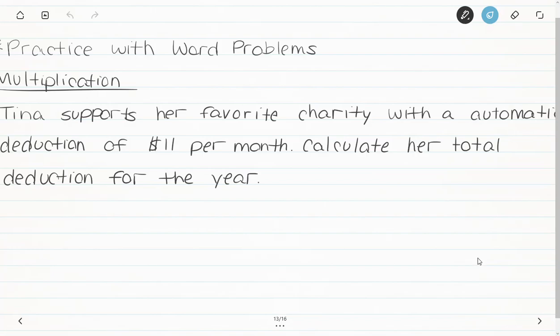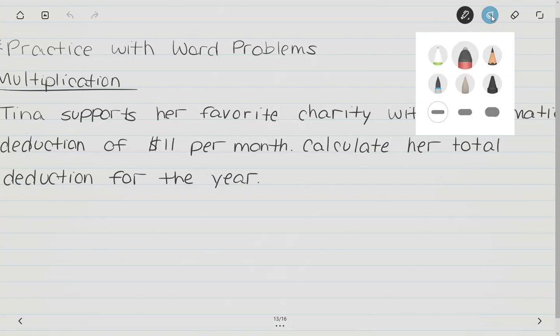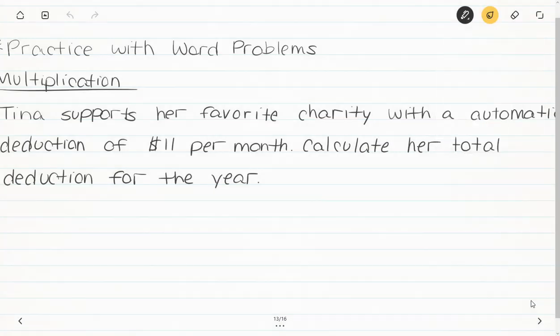So what I recommend you do, pause this video really quick, copy into your notebook this word problem, and then we'll go ahead and get started. So looking at this problem, we're going to first start by highlighting some of our key information here. So it says Tina supports her favorite charity with an automatic deduction of $11 per month.